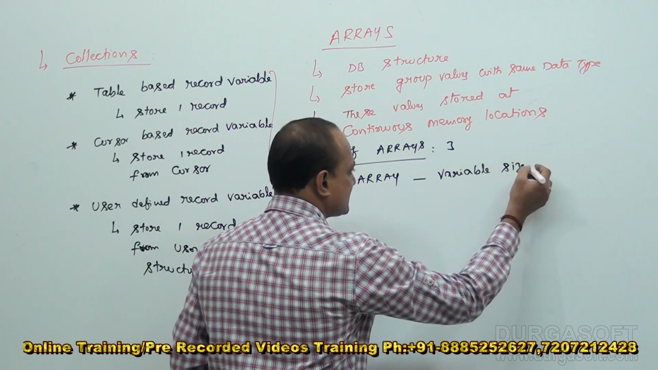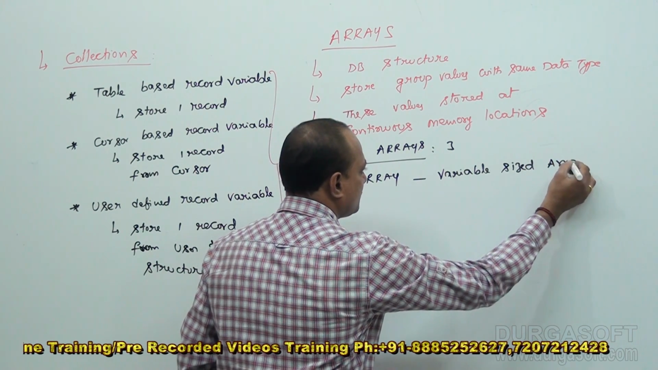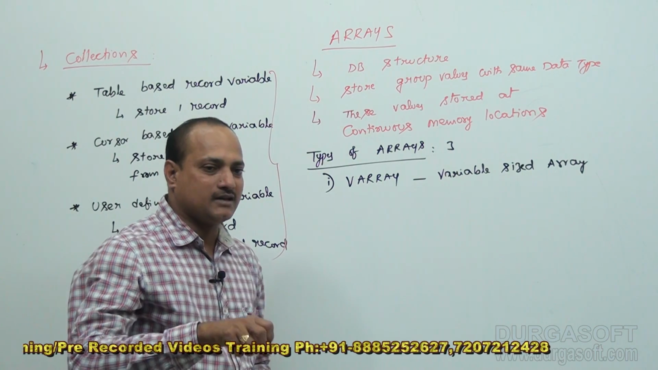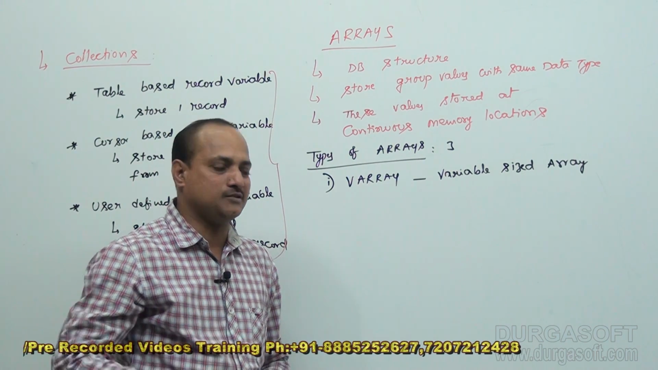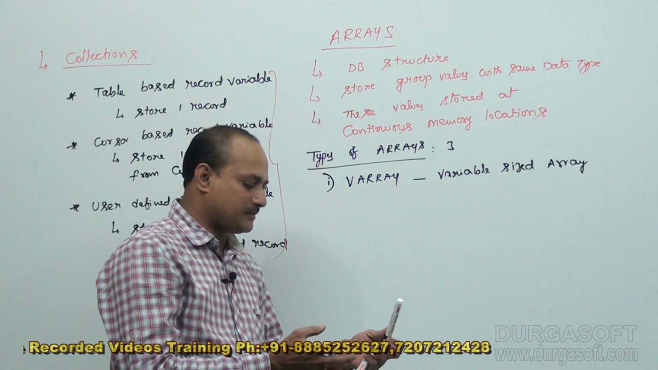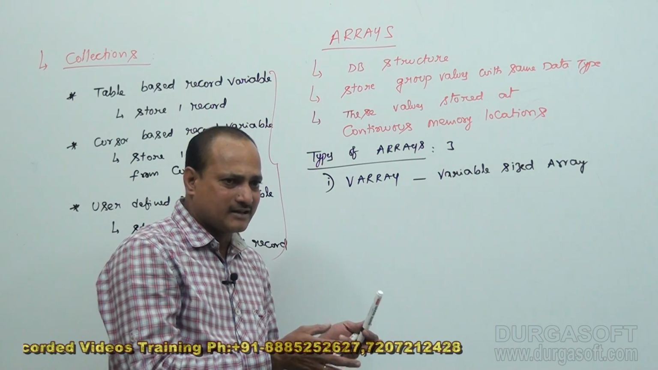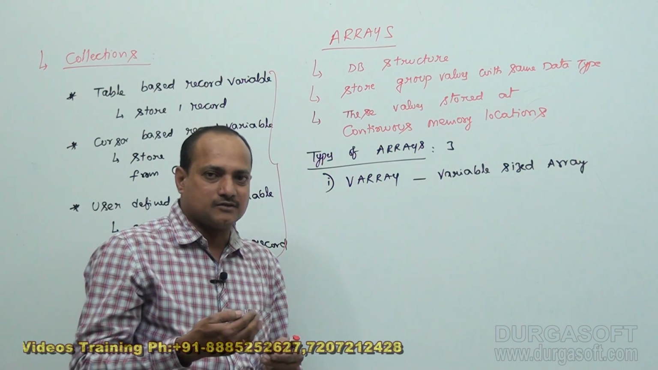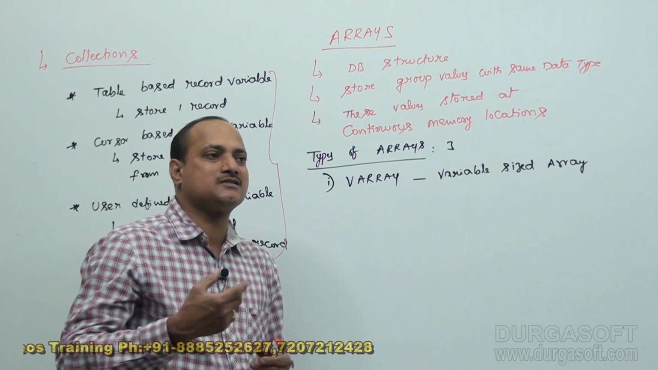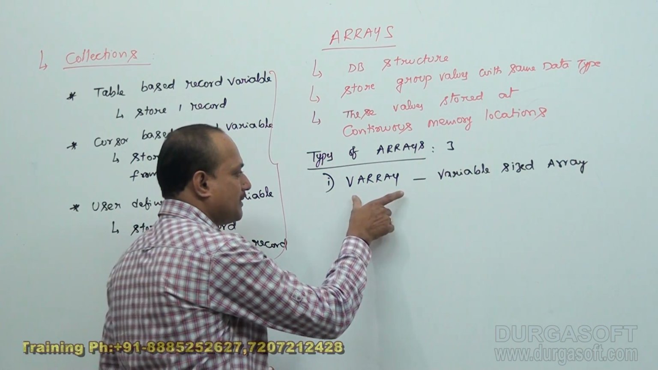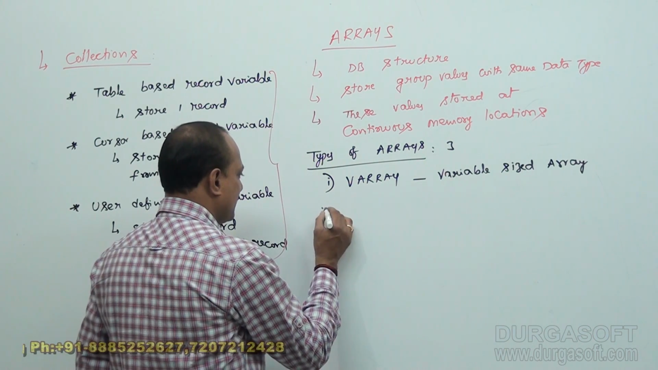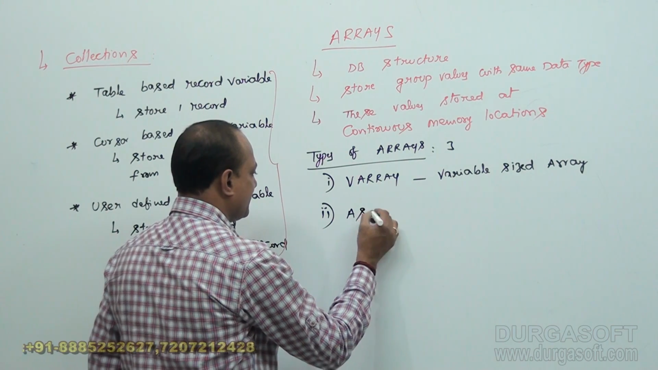Variable sized array means according to my requirement I can define an array with 10 values. According to others' requirement they can define their array with 20 values. Means according to client requirement we can change the size of the array. That's why it is called as variable sized array, V array. The second one, associative array.